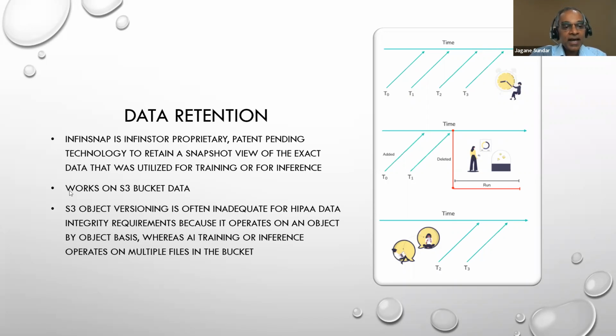You have to remember that Amazon S3 itself includes an object level data retention mechanism called versioning. However, most AI pipelines use a directory full of objects or thousands of directories full of objects. In that case, object level versioning is inadequate for proving data retention. A snapshot capability like ours is the only way to prove that you have retained all the data that was used in the inference or used in the training.